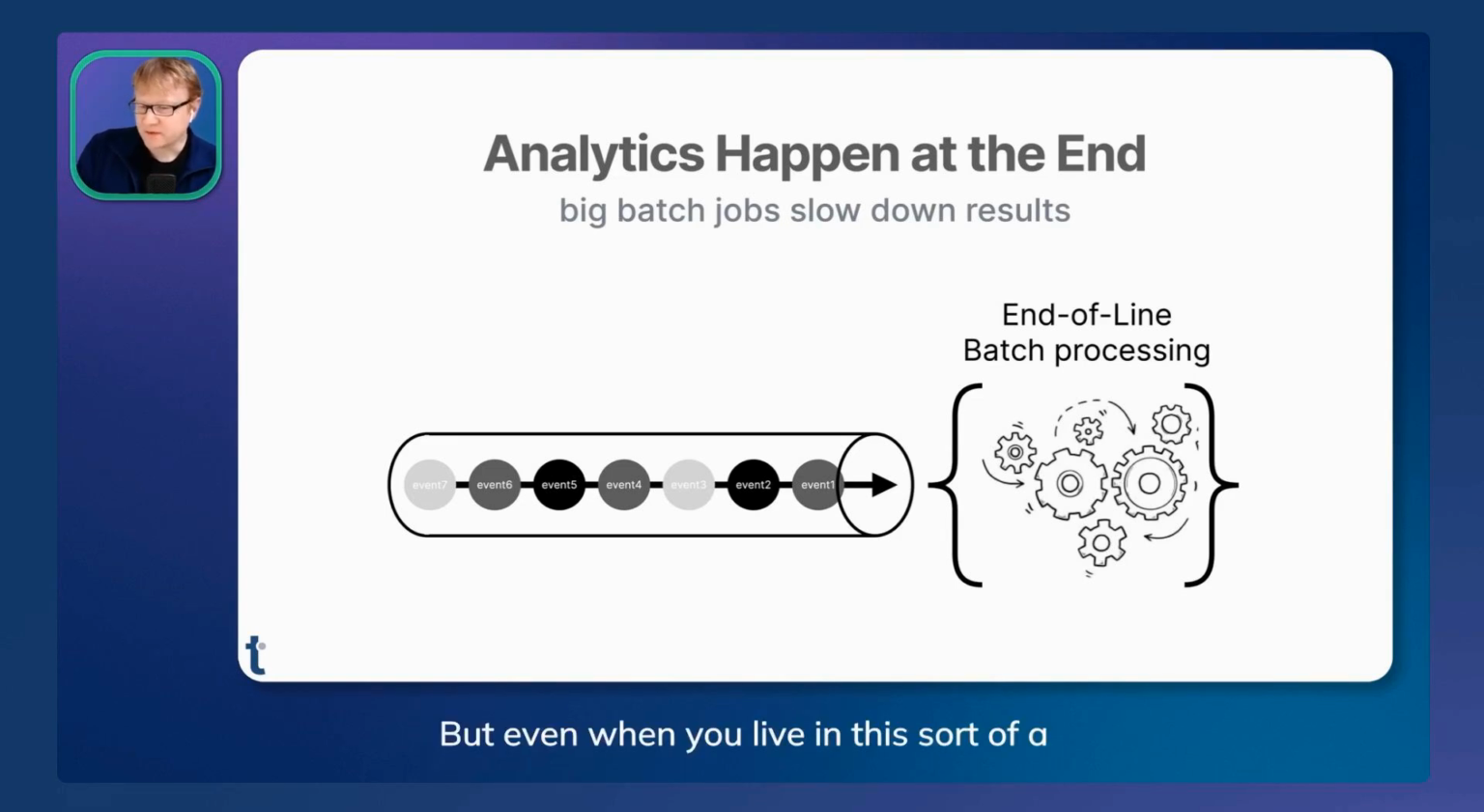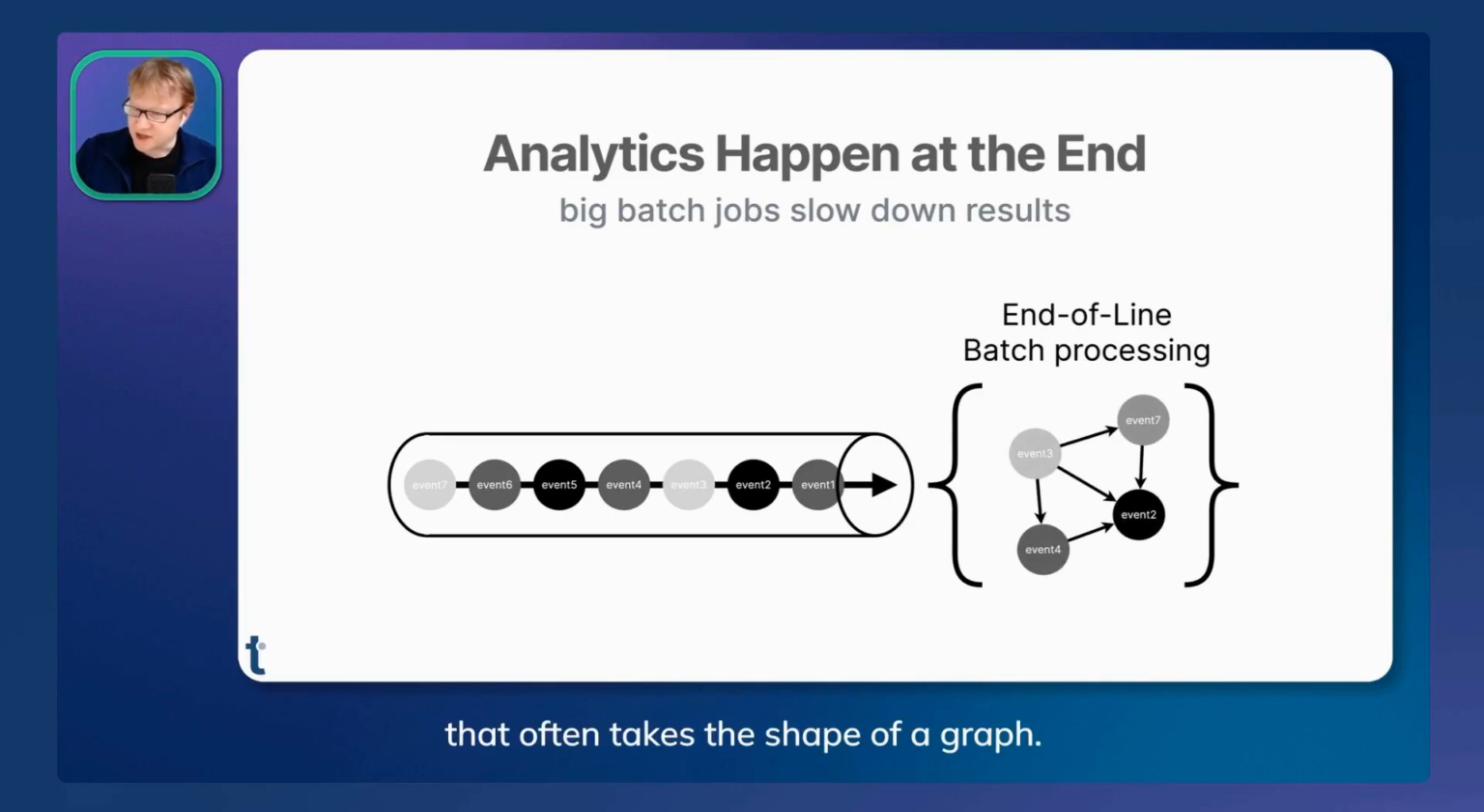But even when you live in this sort of a world, the analytics at the end of the line can still be pretty challenging. And recent years, recent decades even, have seen improvements of new tools and all kinds of interesting things you can do at the end of the line for batch processing. And part of what we're going to talk about today is the kind of batch processing you do at the end there that often takes the shape of a graph. Being able to take in one event at a time from your stream, stitch it together into a graph, can give you new kinds of insight and help you solve certain kinds of challenges that are really difficult, even in just static batch processing land.